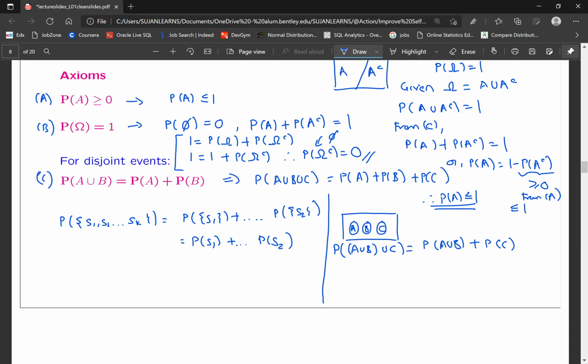Now let's break down the probability of A union B into more granular terms. For this, we need to break this further into the probability of A plus the probability of B plus the probability of C. Okay, so now we have proof for three disjoint events. By induction, we can do this for up to k events. So this is a generalization of the case where we are dealing with the union of finitely many disjoint events.